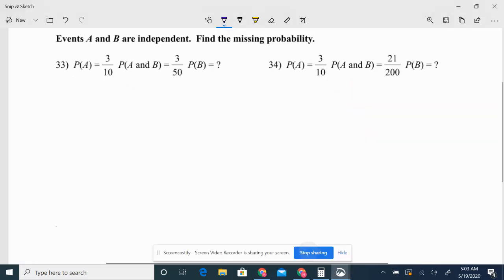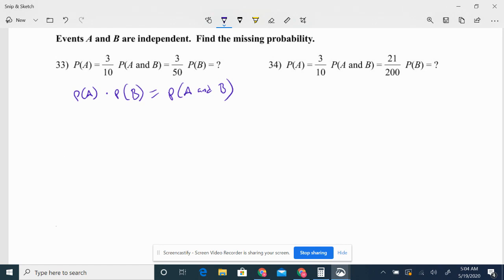Expect one of these on the test. Let's take a look at review questions 33 and 34. Now, here I'm going to say probability of A times probability of B is equal to probability of A and B, because they are independent. That's the formula I'm going to use.